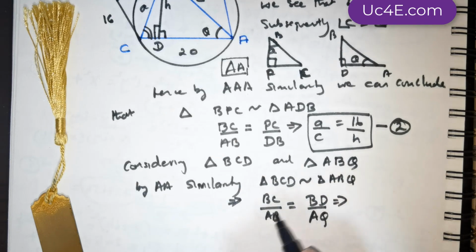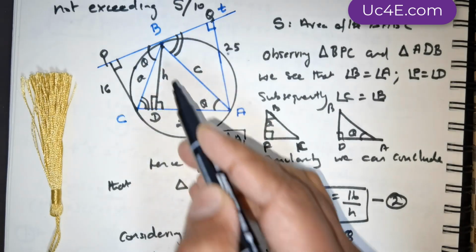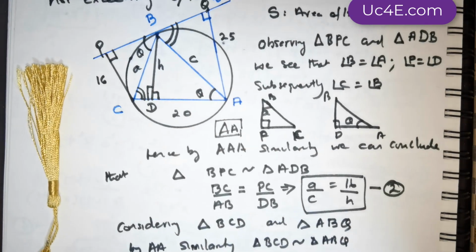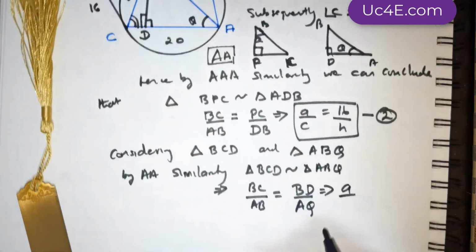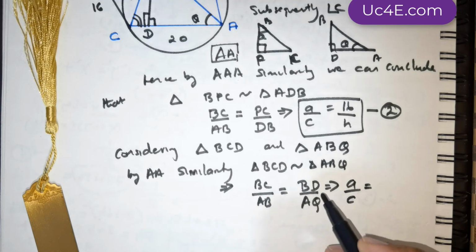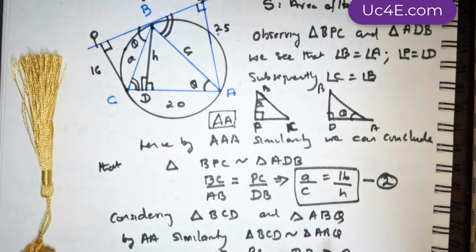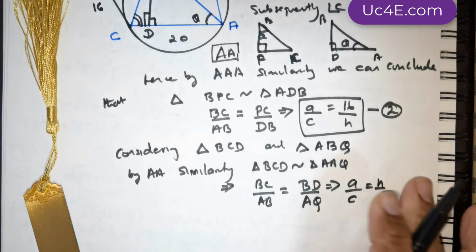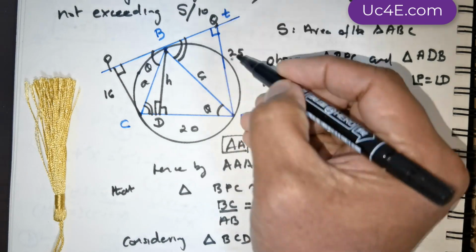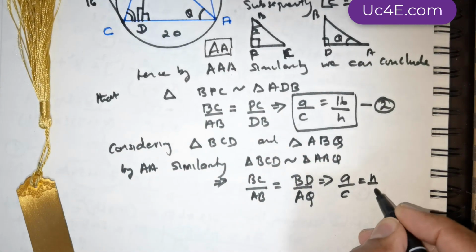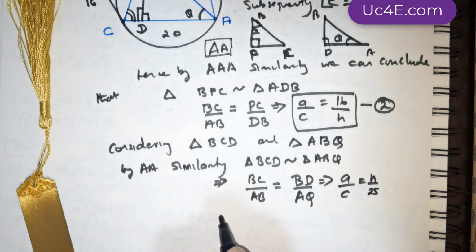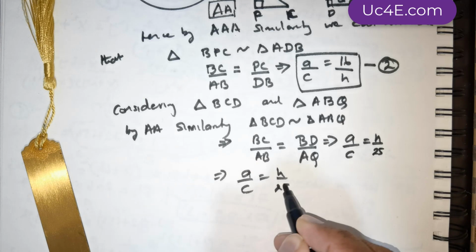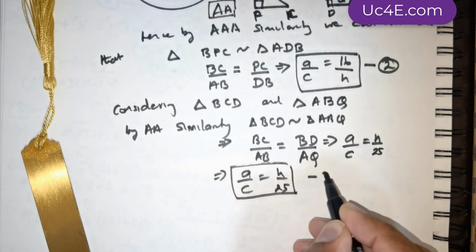So what does this mean? BC is, go to the figure, A units, and AB is C units, is equal to BD. BD is H, and AQ is 25. So we got A over C is equal to H over 25, and this is 3.